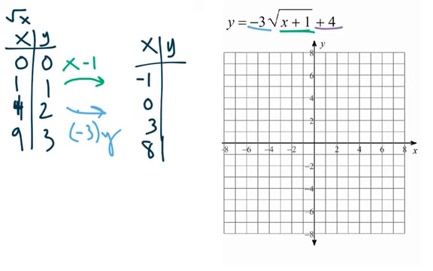And then over here, we'll get 0, -3, -6, -9.